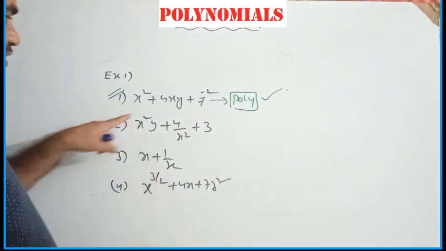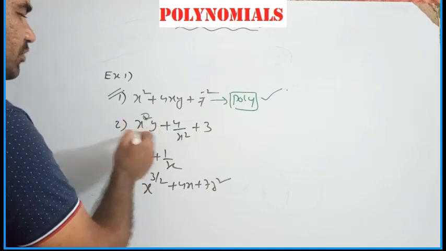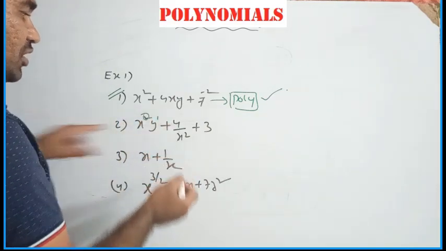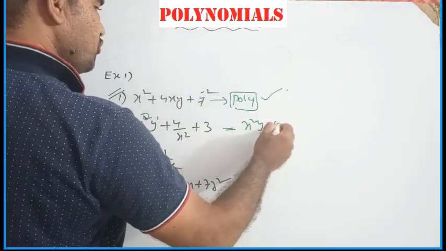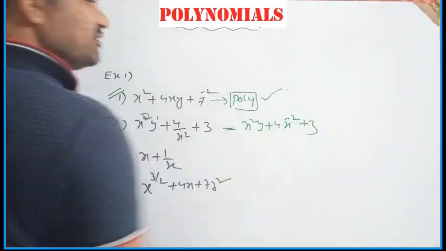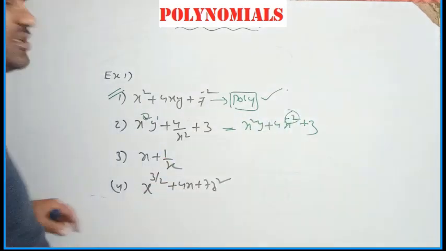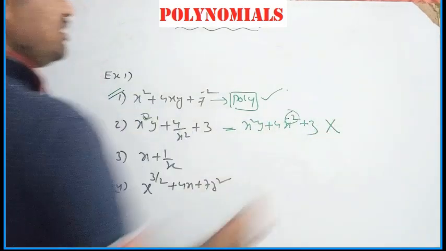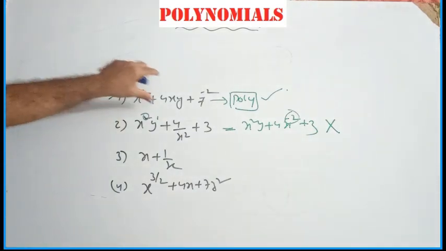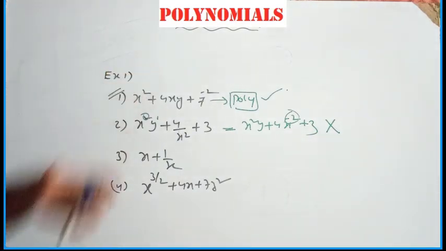See the second one, x square y, square whole number, 2 whole number, 1 whole number. But 4 by x square, actually this can be written as x square y plus 4 into x power minus 2 plus 3. So minus 2, the power of a variable is a negative integer. So it is not a polynomial, only an algebraic expression. This is an algebraic expression as well as a polynomial.